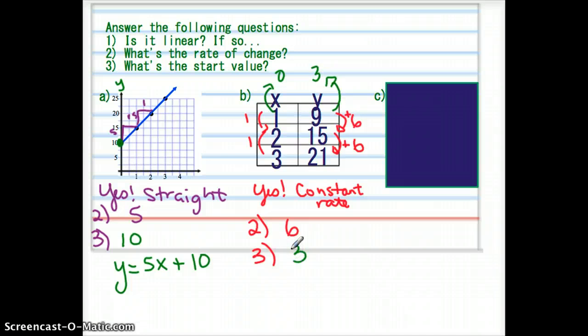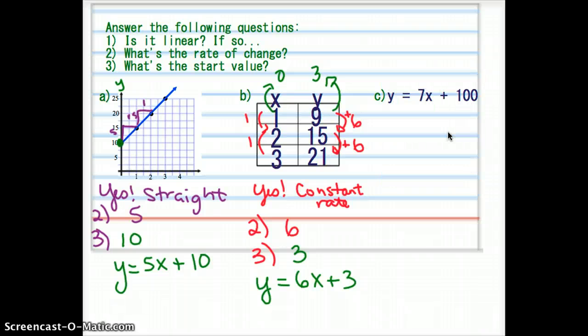So that means my start value is at 0. My start value is 3 when x is 0. So if I was going to write an equation for this, I would say, again, my dependent, y, equals my rate, which is 6, times my independent, which is x, plus my start value, which is 3. So I think this equation will look like y equals 6x plus 3. All right.